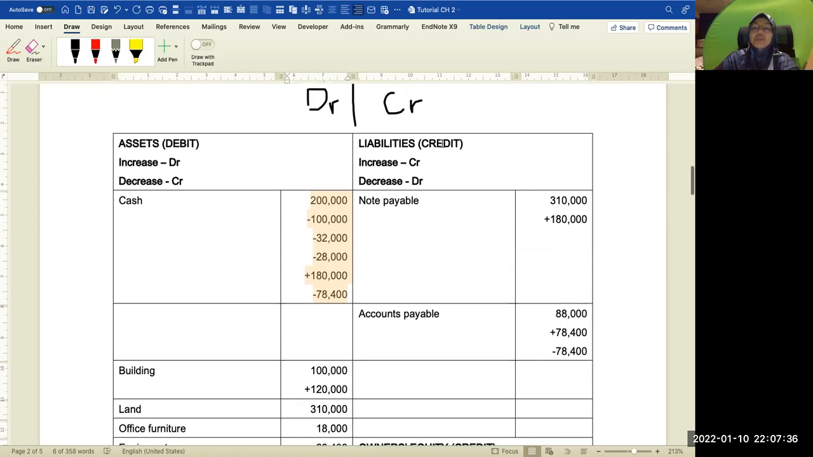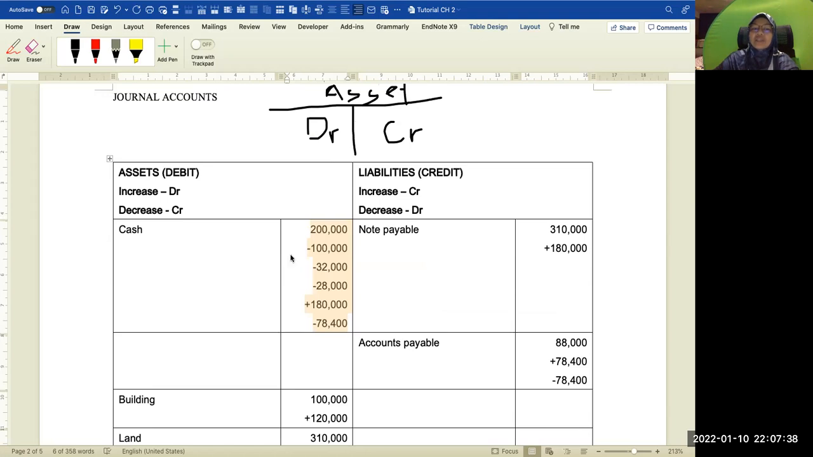All right. So my question is, based on this cash account, you tell me at the end of the day, how much is my cash balance? Based on the T account, you have to calculate it. Yes, I want you to put that into a T account. Whatever you have here, put into the T account.